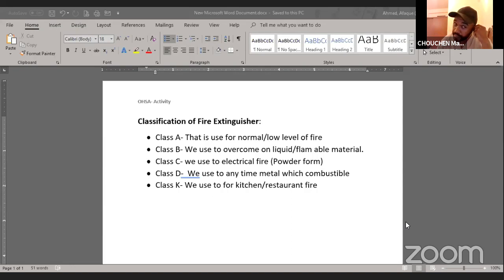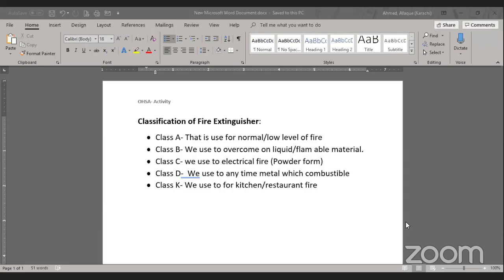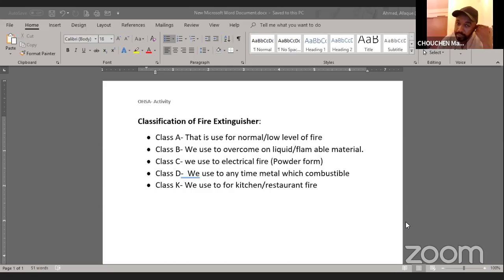We have 5 classifications. For the electrical fire, which is the best fire extinguisher to use? Powder. Any other guys? Class C, which is carbon dioxide. For electrical fire, we need to use carbon dioxide. Always remember that. Very good. You have discussed. Thank you.